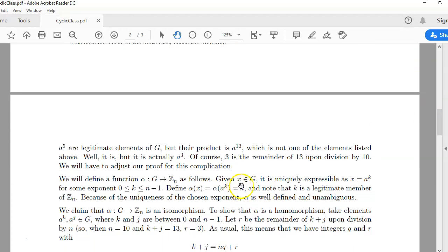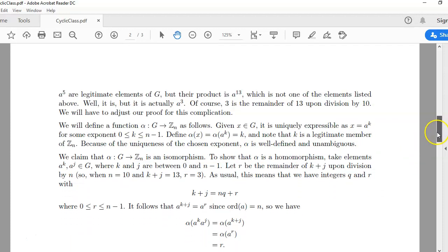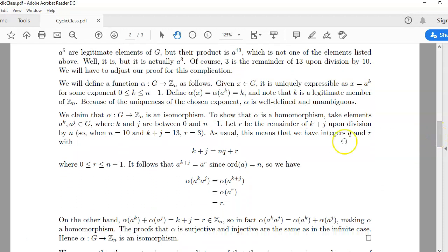So if I give you an x in G, it's uniquely expressible as a to the k for some exponent that you chose to be small enough. Then I can define alpha of x, which is alpha of a to the k, to be the exponent k. And k from 0 to n minus 1 is a legitimate congruence class in Z mod n, right? And so because I chose k correctly, alpha is well defined. That's not a problem. The problem is, is it still an isomorphism? We've got to think about this a little bit.